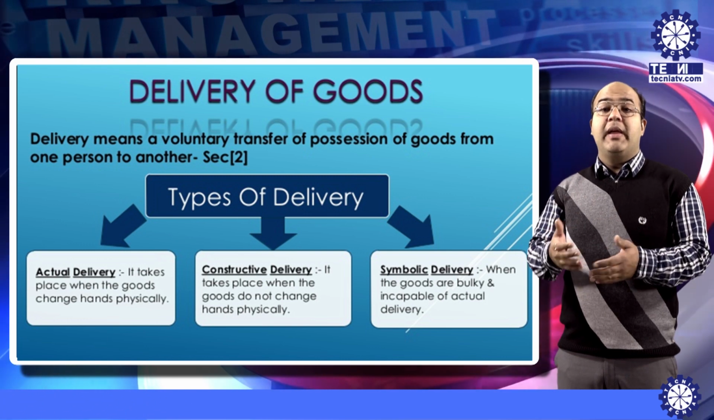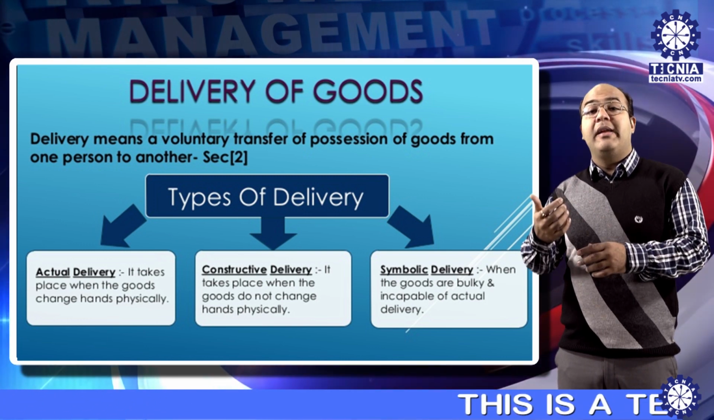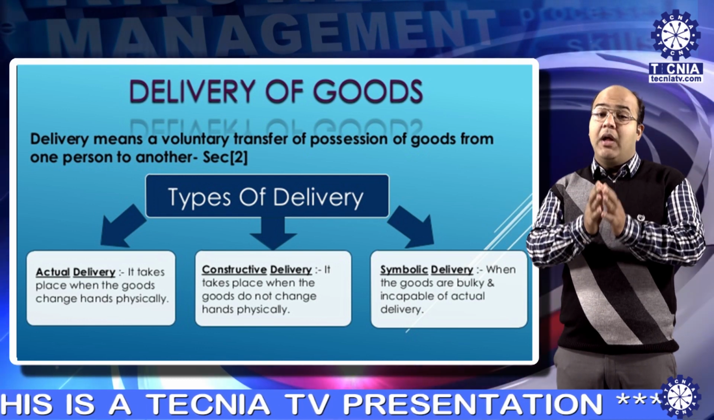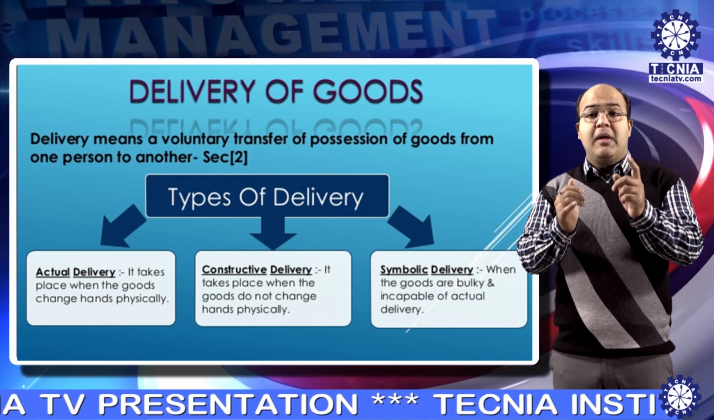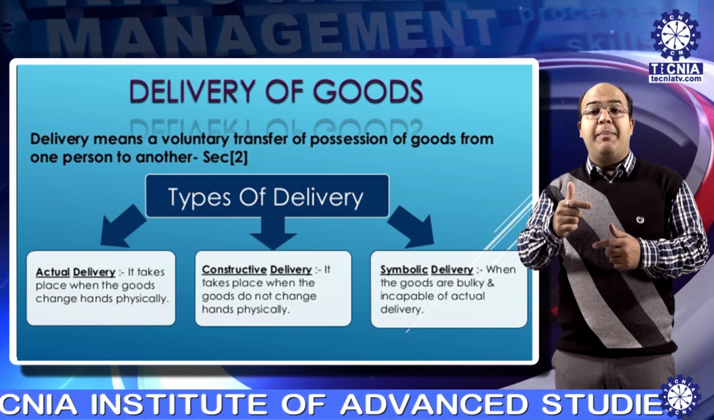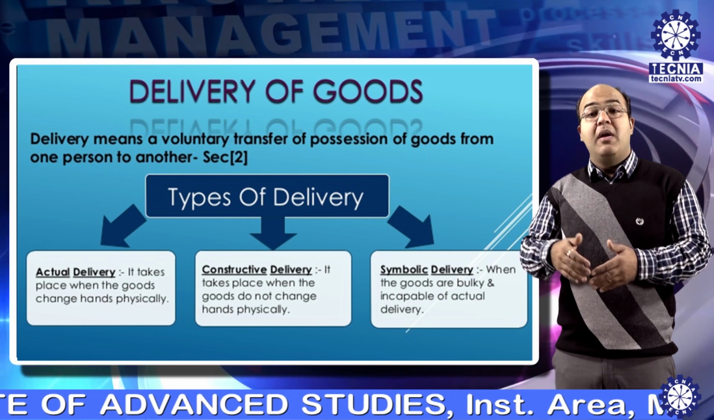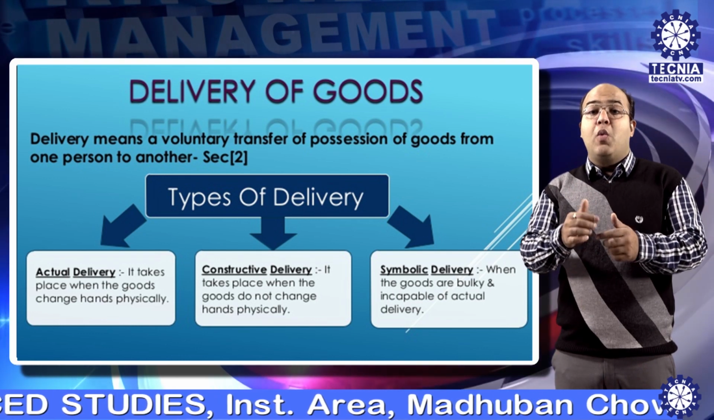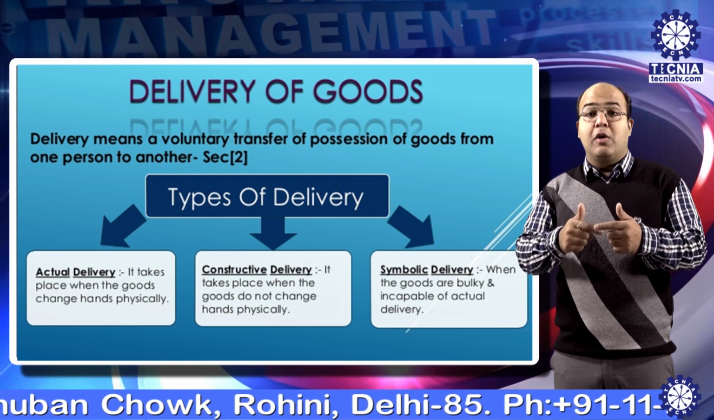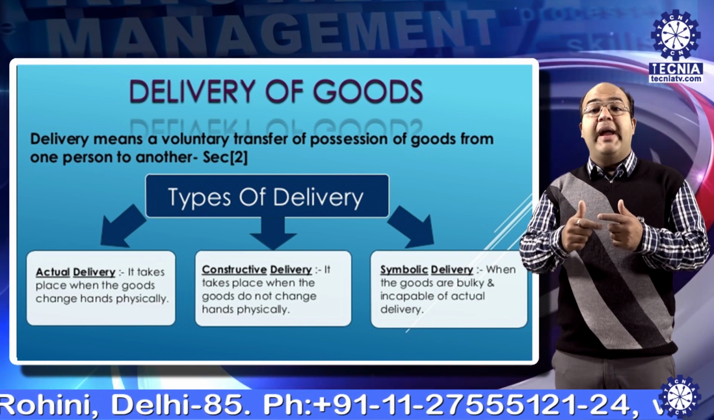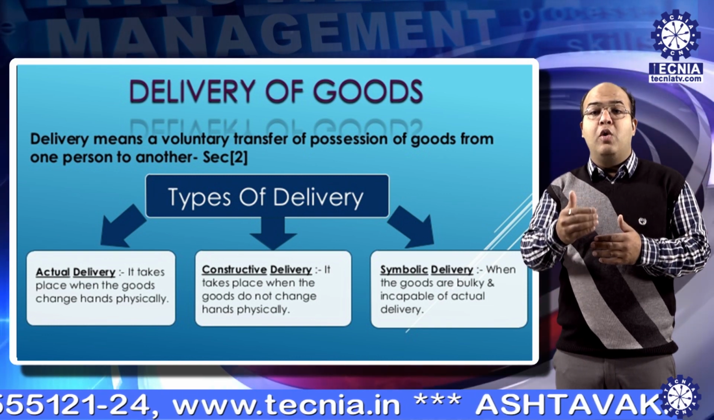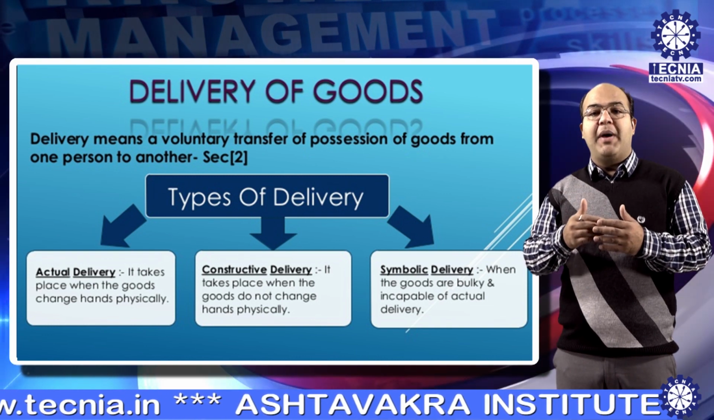In simple words, we can say delivery can be classified in three categories: actual delivery, constructive delivery and symbolic delivery. Now we will discuss one by one. Firstly, actual delivery takes place where the goods are handed over to the buyer or his authorized agent. Constructive delivery takes place when the person in possession of the goods acknowledges that he holds the goods on behalf of and at the disposal of the buyer. For instance, the seller agrees to hold the goods as bailee for the buyer.